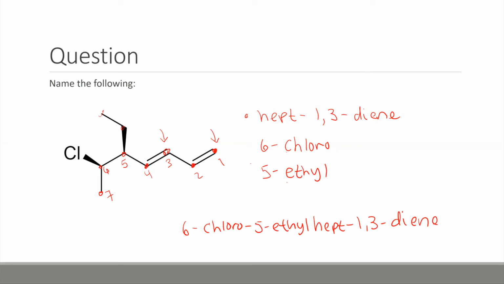Okay, now that we've gotten all of our main chain, we've talked about any side groups. Now I want to talk about stereochemistry. I like to do this part second because we're just going to, for the naming, add it to the front, right? Any E's, Z's, or R's, or S's.